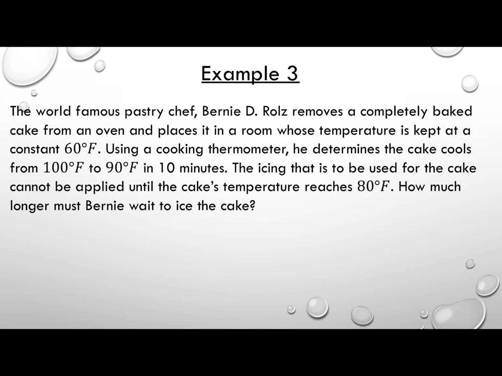The world-famous pastry chef, Bernie D. Rose, removes a completely baked cake from an oven and places it in a room whose temperature is kept at a constant 60 degrees Fahrenheit. Using a cooking thermometer, he determines the cake cools from 100 degrees to 90 degrees in 10 minutes. The icing that is to be used for the cake cannot be applied until the cake's temperature reaches 80 degrees Fahrenheit. How much longer must Bernie wait to ice the cake? So the temperature of the object, that's going to be constantly changing.